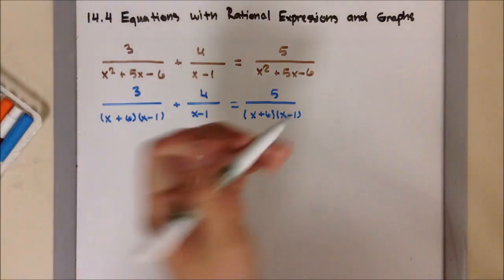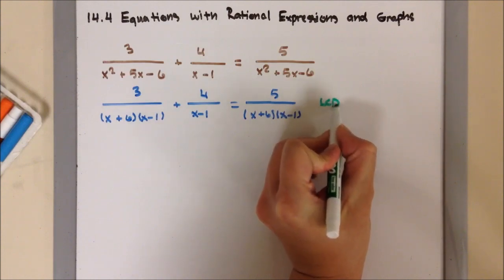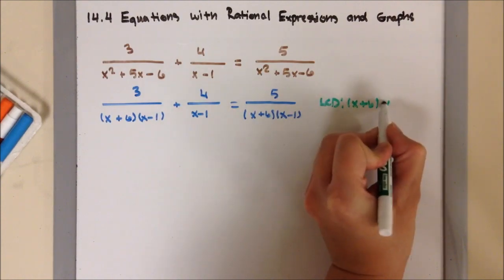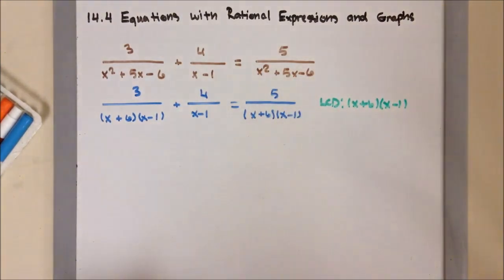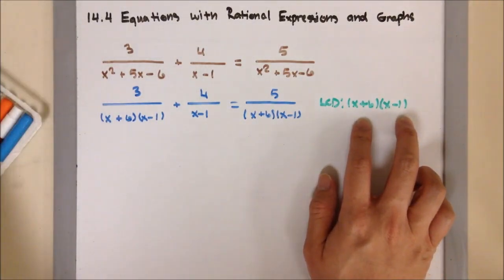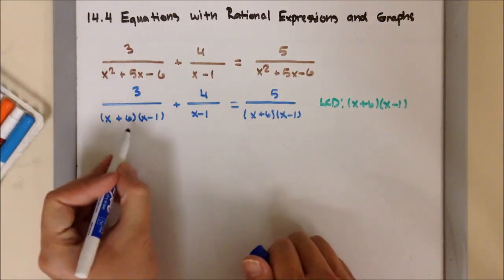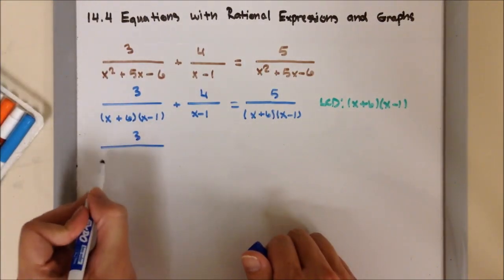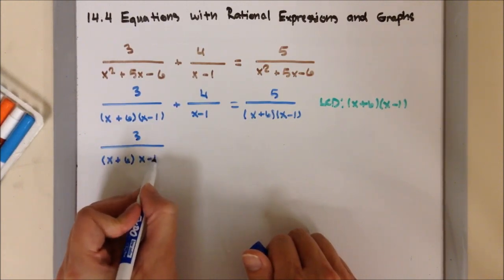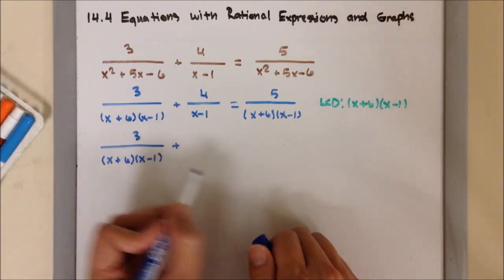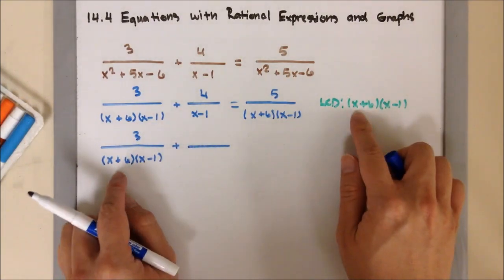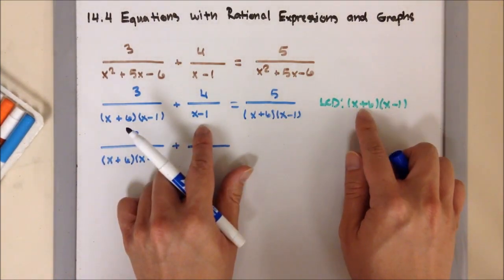So our LCD is x plus 6 and x minus 1. If you look at the first fraction, it has all the factors from the LCD, so the first fraction will stay the same. Let's bring that one down. Bring down the plus. Now the second fraction has the x minus 1, but it's missing the x plus 6.